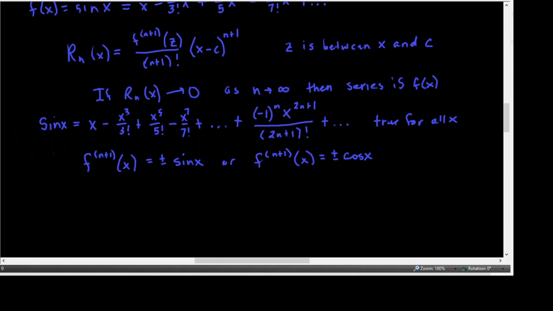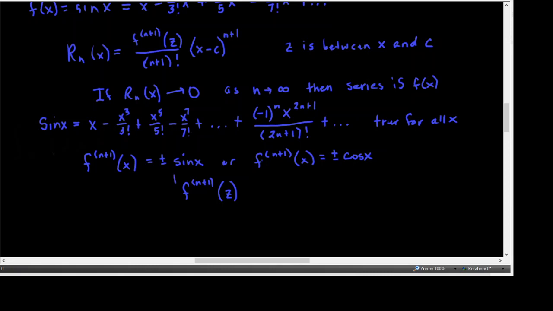So, if we thought about the values that are possible in the sine and cosine functions, think about their graphs for just a second. No matter which one of those 4 functions is the n plus 1 derivative, it won't matter. But that derivative evaluated at z, which is a number between x and c, is going to be a number between negative 1 and 1, right? That's what the graph of sine of x and cosine of x look like.